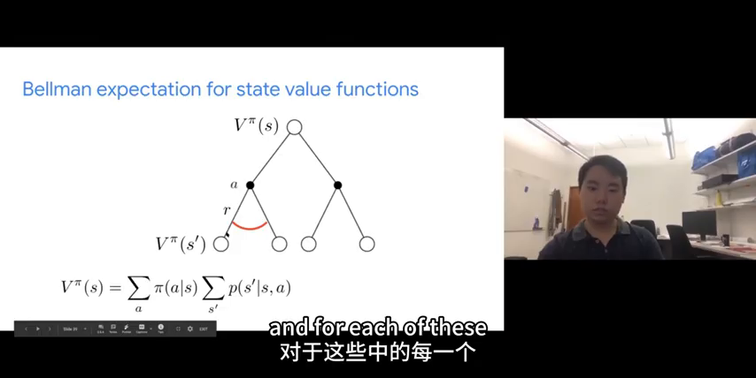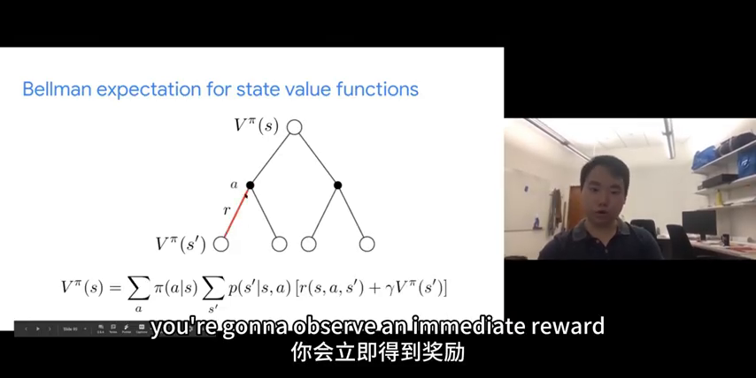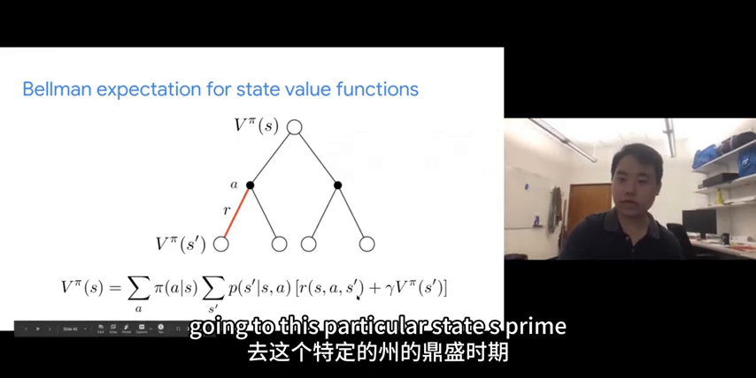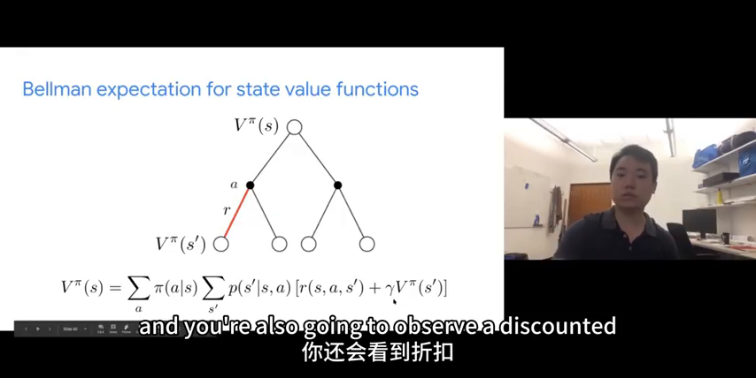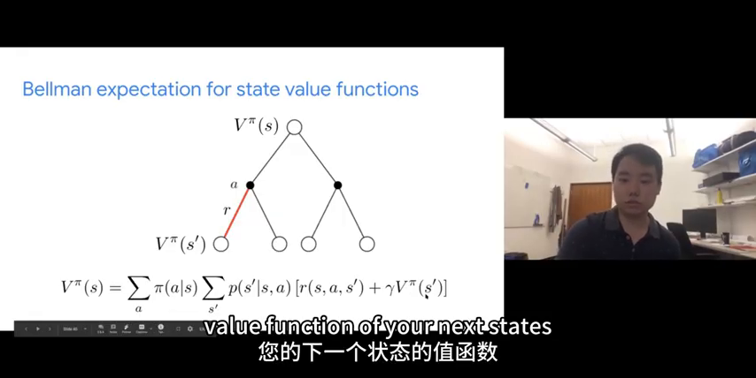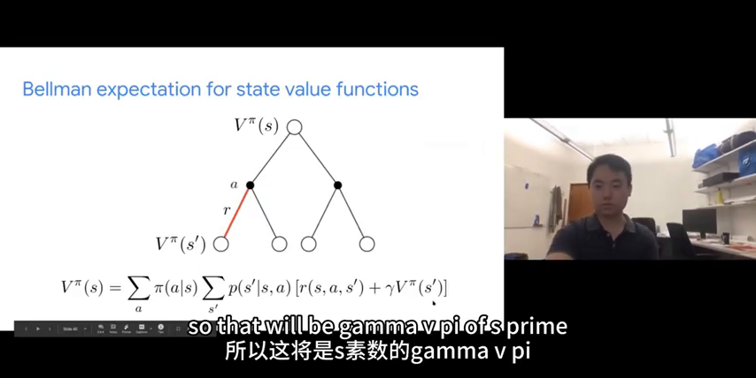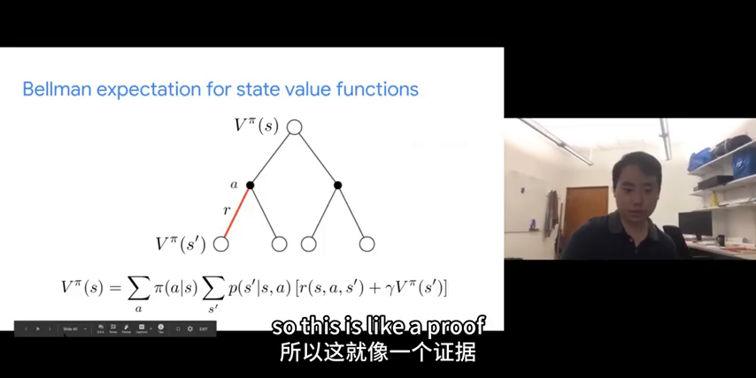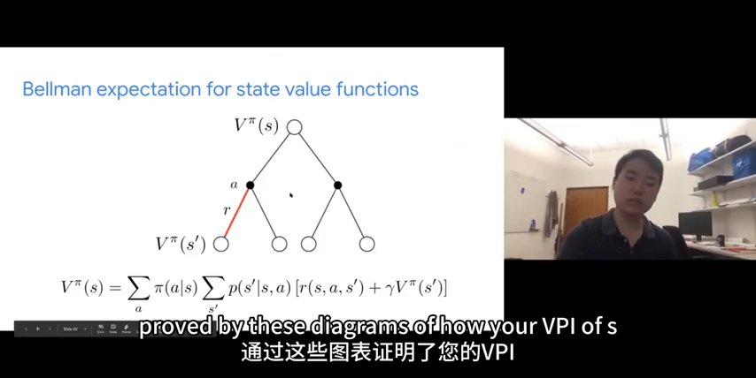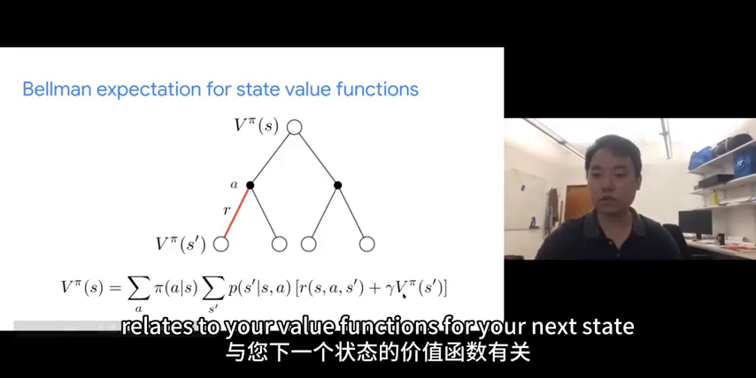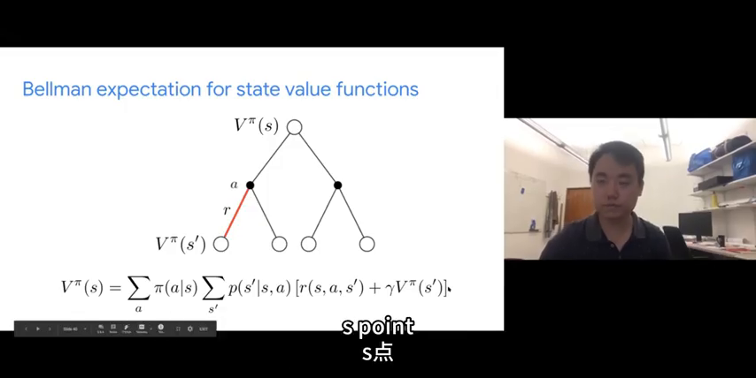And for each of these, you're going to observe an immediate reward that follows from going to this particular state S prime. And you're also going to observe a discounted value function of your next states. So that will be gamma V pi of S prime. So this is like a proof by these diagrams of how your V pi of S, your value function for S, relates to your value functions for your next states S prime.